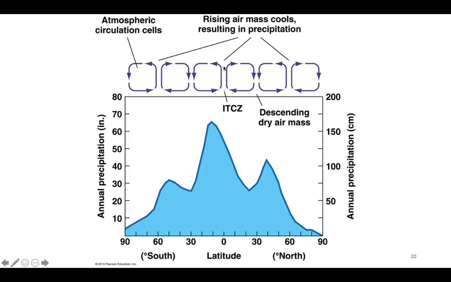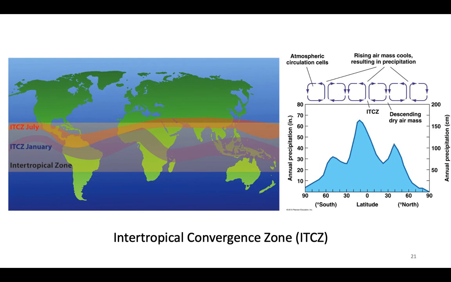Now, one interesting phenomenon that's shaped by these rising and cooling air masses is the intercontinental zone. This is a figure from your textbook. And you can see that in this intercontinental zone, because of the interactions of these air masses, there's really high annual precipitation here.